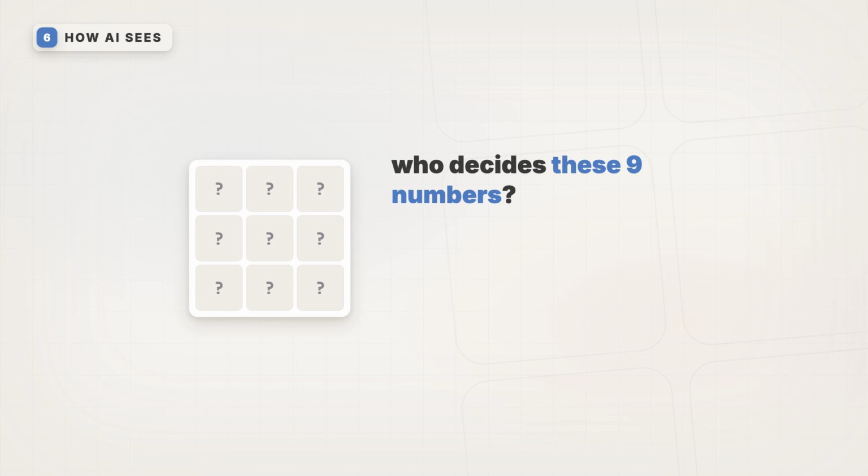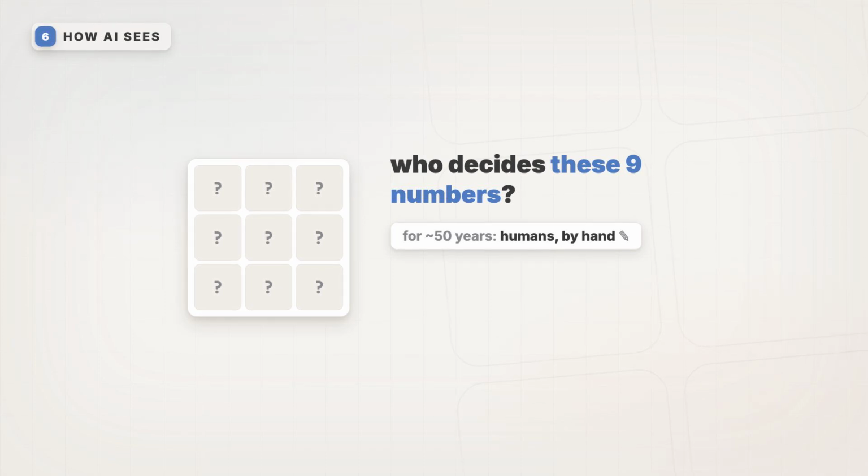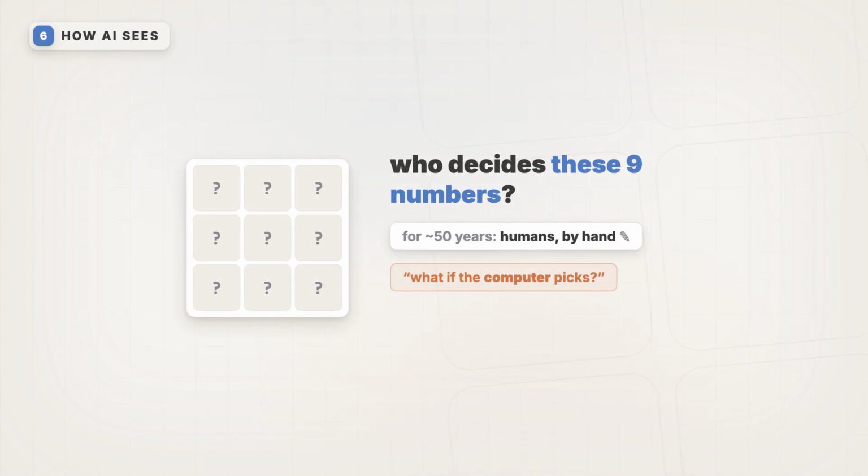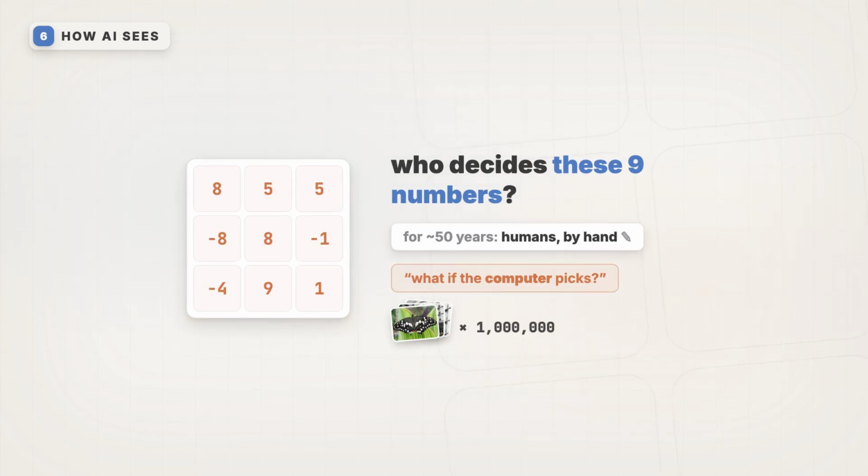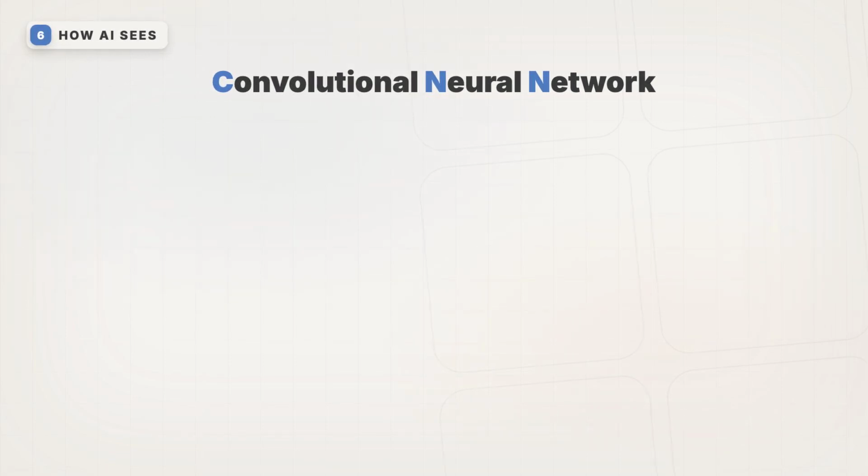Now the hard part. Who actually decides what those 9 numbers are and how? For half a century, the answer was simple. Smart humans sat down and manually calculated these filters. It was all done by hand. But then something big happened. Someone asked, what if we let computers pick? What if we start with random numbers, show the machine a million photos, and let it tweak its own math until it gets it right? That is a convolutional neural network, or a CNN. It's the same as kernels and convolution, but scaled way up and way more complex.